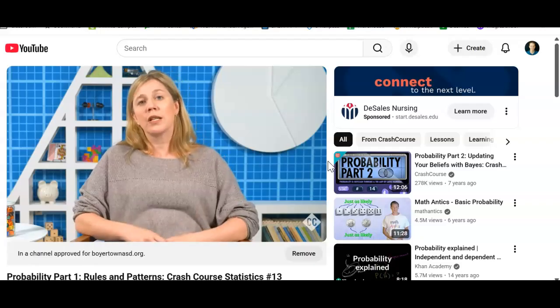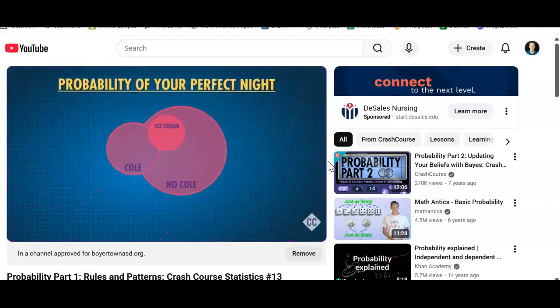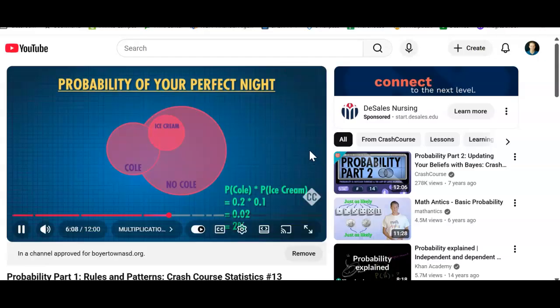So you try to calculate the probability that will happen on your visit tonight. Using the multiplication rule, multiply the probability that Cole Sprouse will be at the IHOP, 0.2, with the probability that it will be free ice cream night, 0.1, and you come to the sad realization there's only a 2% chance that you'll get to see Cole and get free dessert tonight.